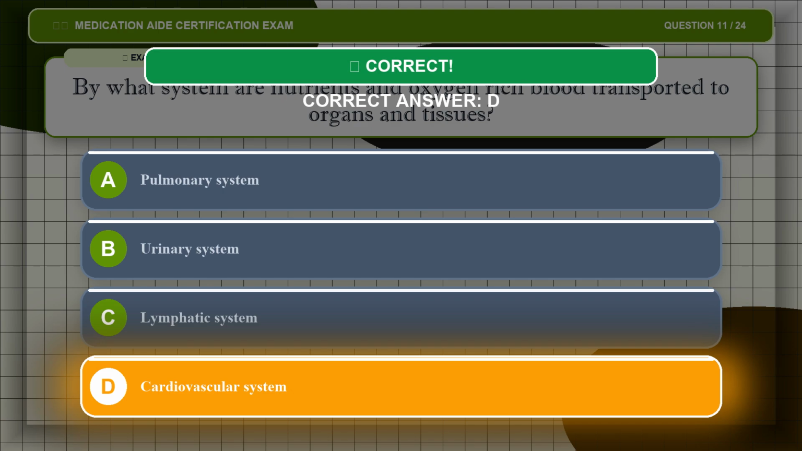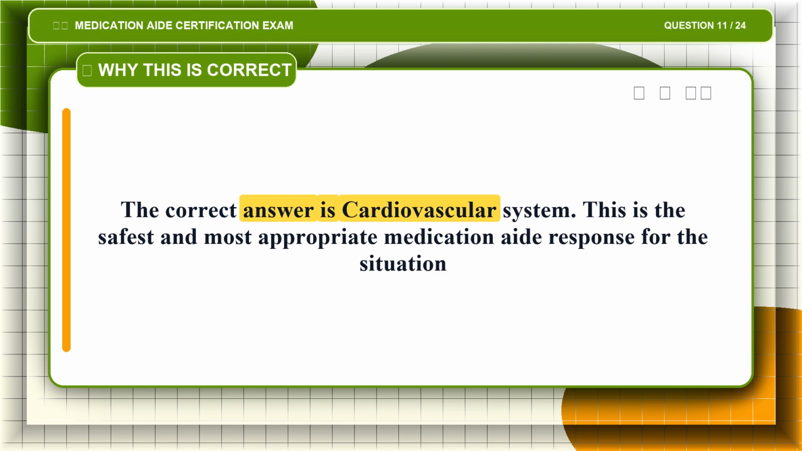The correct answer is option D, cardiovascular system. This is the safest and most appropriate medication aid response for the situation.